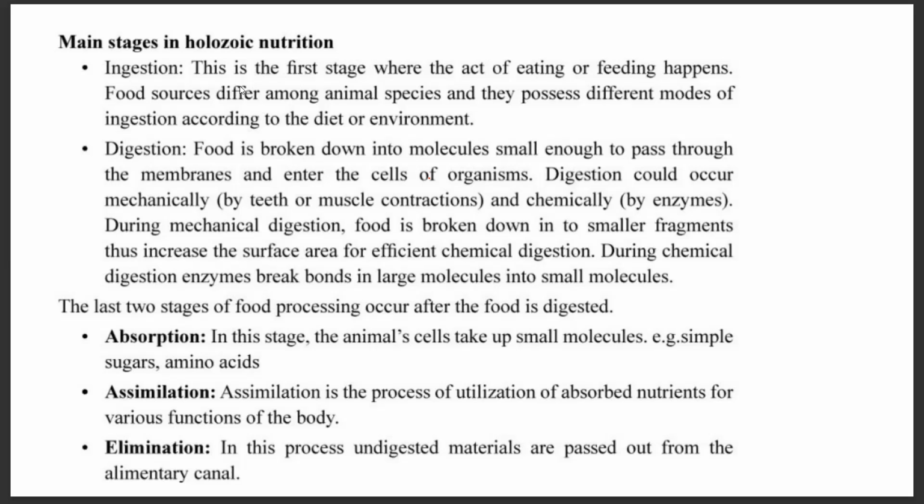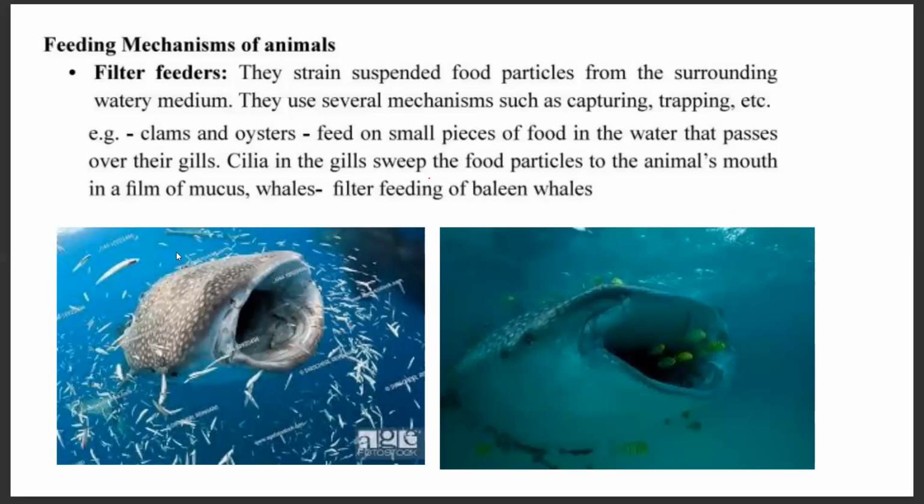Yes, next we have to learn about feeding mechanisms of animals. There are four major feeding mechanisms: filter feeders, fluid feeders, bulk feeders, and substrate feeders. Right, what are filter feeders? Now, whales, clams and oysters are examples of filter feeders.